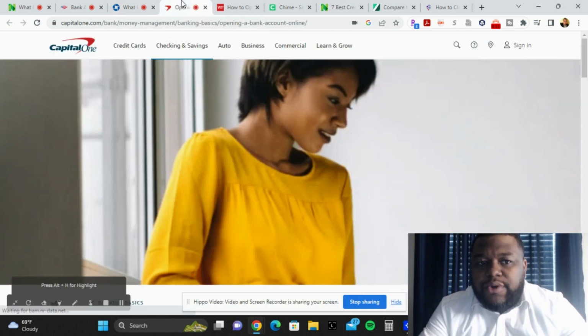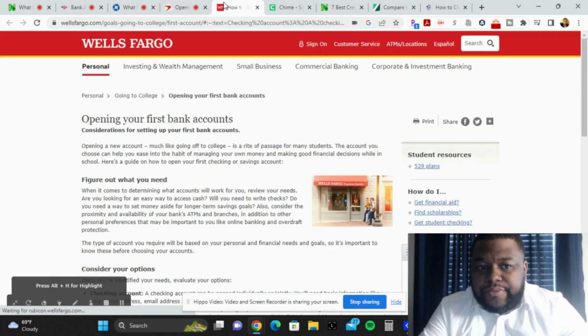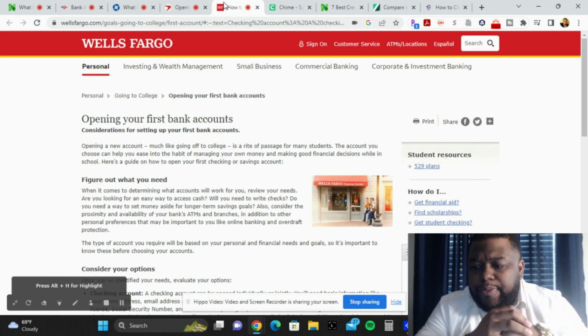And then the last one, you can open up a checking account online via Capital One or Wells Fargo private wealth management or the Wells Fargo Management Assets team.